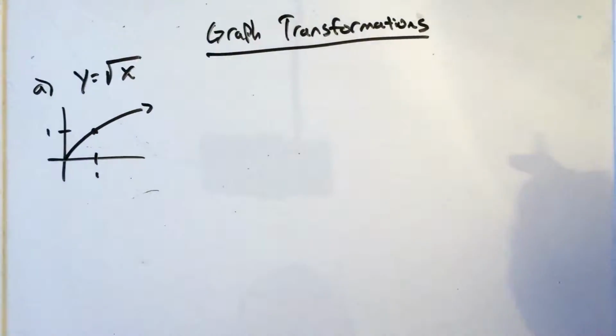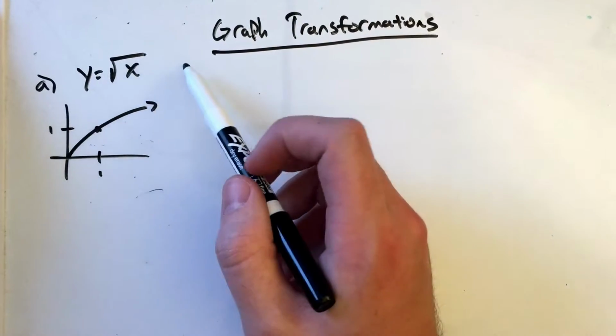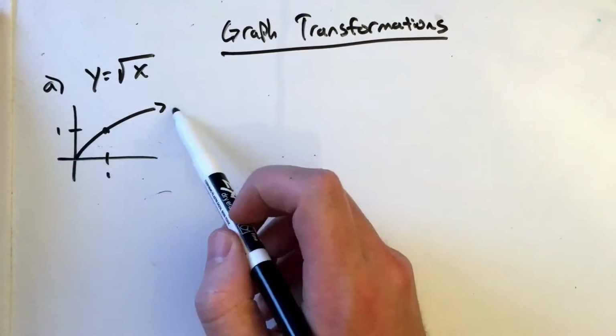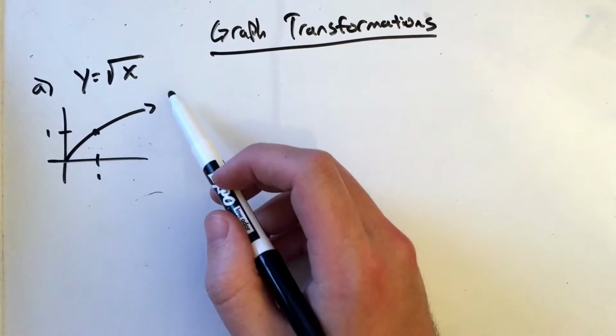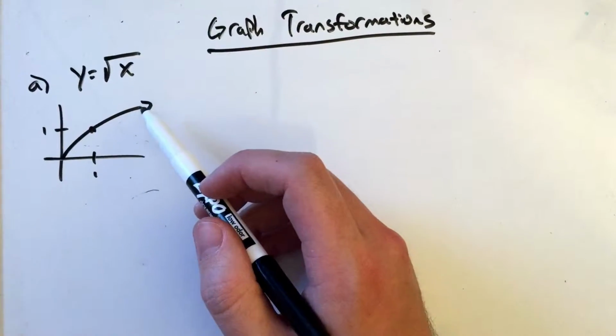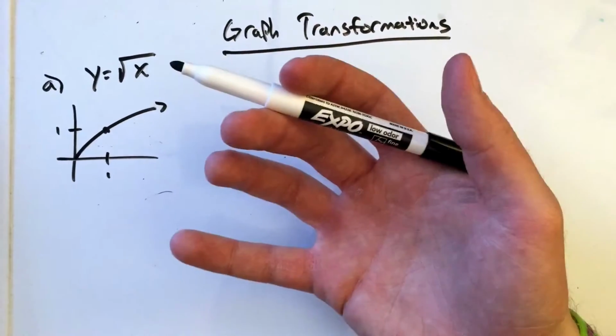Here we're going to talk about basic graph transformations. Now, if we're given the equation y equals the square root of x, we can see the basic graph here, a little sketch of that. It's an increasing function, it's always going to be increasing, it's always positive, the domain is from 0 to infinity, the range is from 0 to infinity.